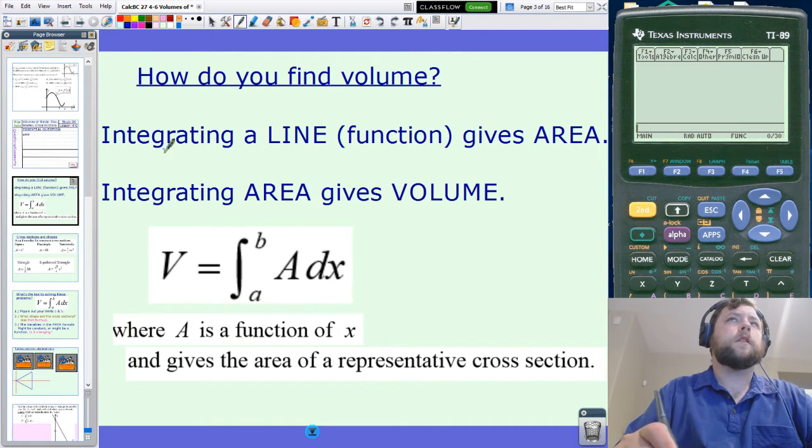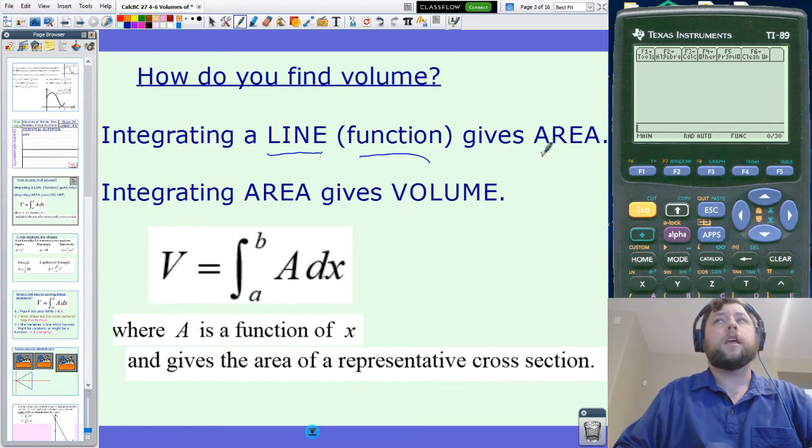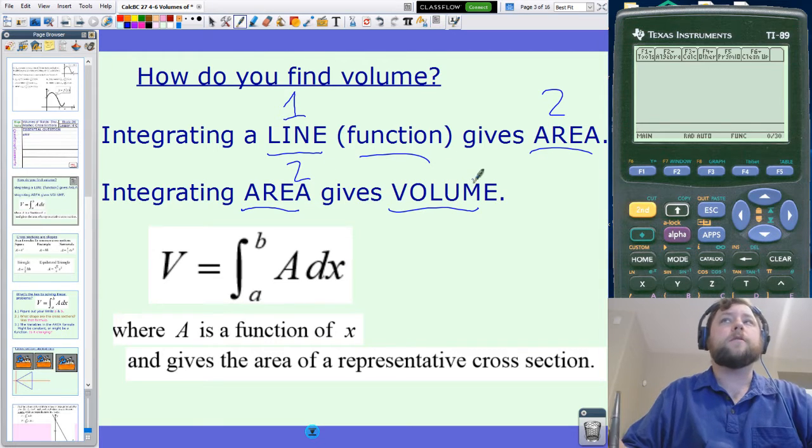Well, let's back this up. If we integrate a line, which is a function, it gives us an area. It's the area under the curve. So, if we integrate an area, it's going to give us a volume. Think of this as going from 1 dimension to 2, and 2 dimensions to 3.